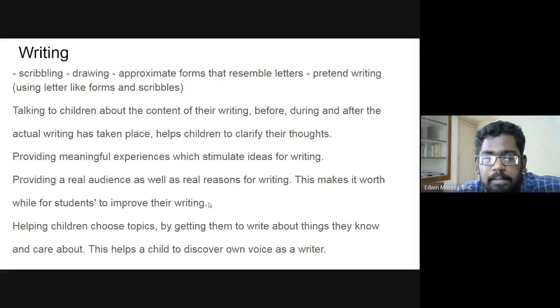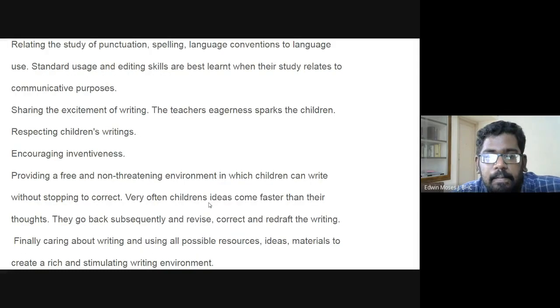Very important statement. So, relating the study of punctuation, spelling, language conventions accordingly, when they're doing their activity, you can go around and teach them these language conventions, spelling and punctuation, etc. Standard usage and editing skills.